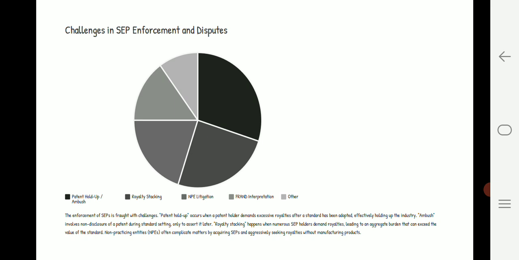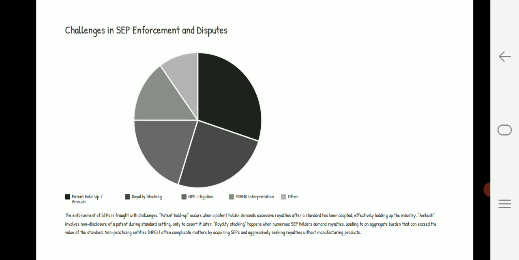Patent holdup occurs when a patent holder demands excessive royalties after a standard has been adopted, effectively holding up the industry. Coming to ambush, it involves non-disclosure of a patent during standard setting, only to assert it later. Royalty stacking happens when numerous SEP holders demand royalties, leading to an aggregate burden that can exceed the value of the standard.